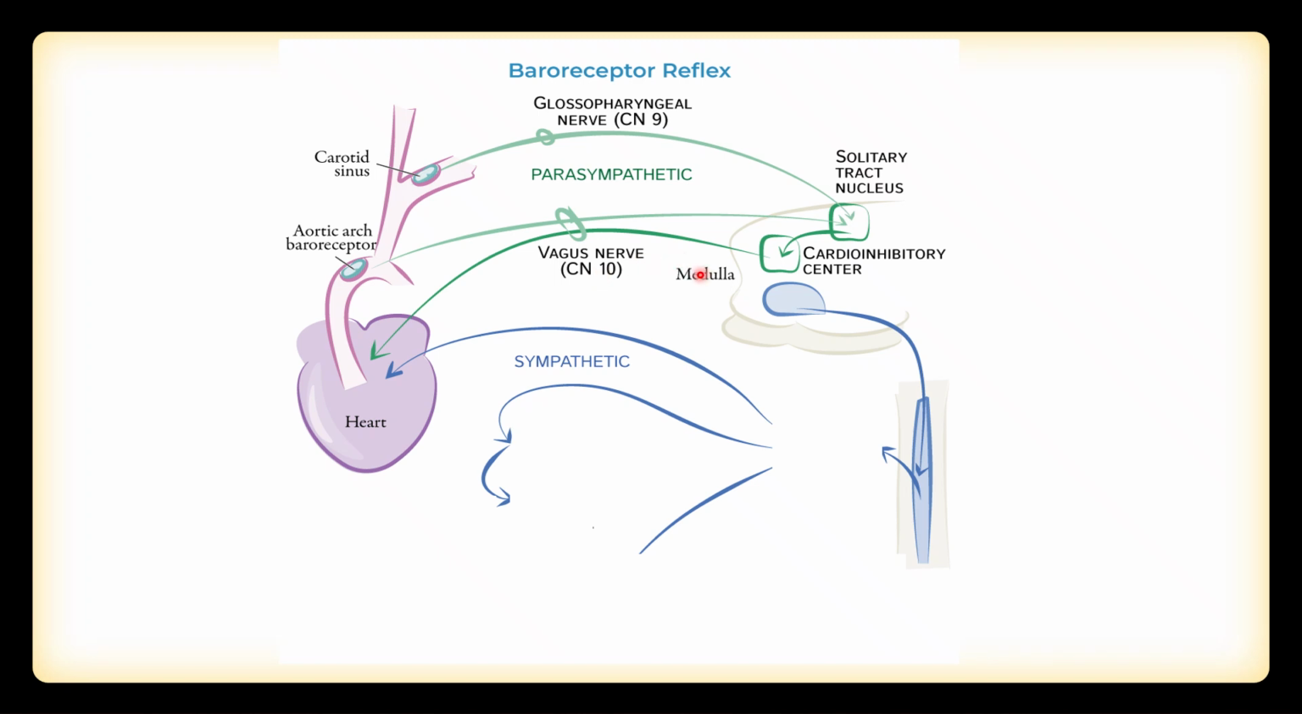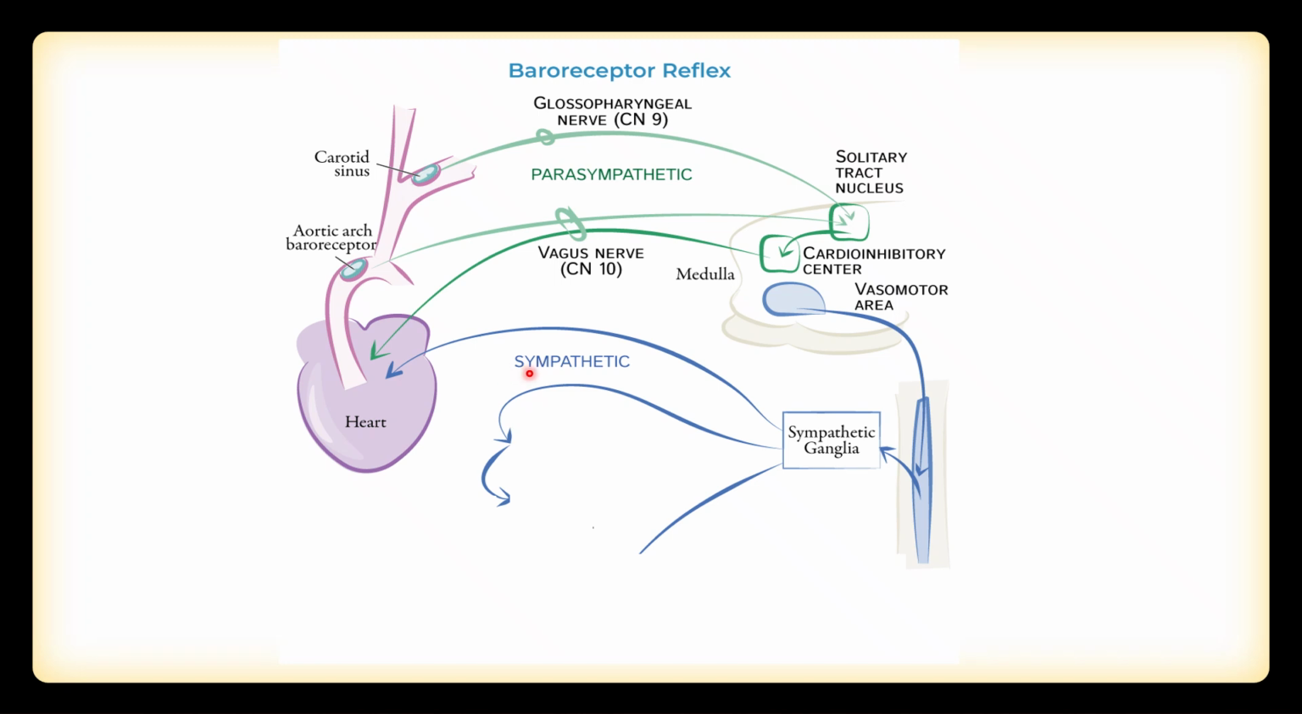The vagus nerve in the heart will decrease the heart rate and decrease the contractility. So this is the parasympathetic function of the baroreceptor reflex. Likewise, there is one more center called the vasomotor center, which is present near the cardioinhibitory area. This will send impulses to the sympathetic ganglia. From the sympathetic ganglia, it also sends an impulse through the sympathetic nervous system to the heart. Here the sympathetic activity will increase the heart rate and contractility.